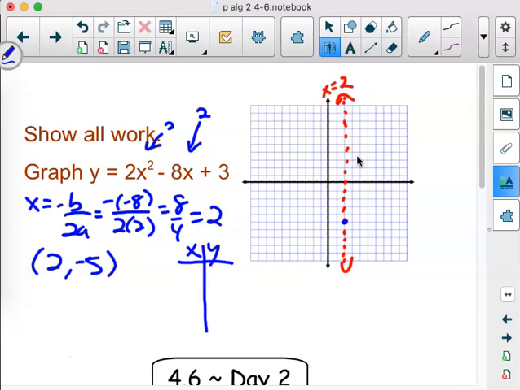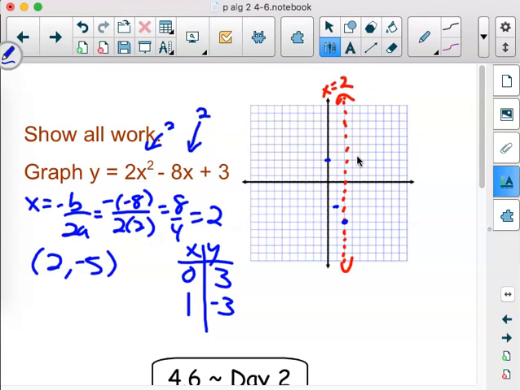So then we figured out, well, I'm going to need some more points. I've got to have some more points. That definitely is not enough. I could put in 0 and 1. Those are pretty close to my axis of symmetry, and they're really nice numbers. 0 gives 3, because c always works in standard form. You put in a 1. 1 squared is 1. 2 times 1 is 2. 2 minus 8 is negative 6. And negative 6 plus 3 is negative 3. So we have 0, 3 and 1, negative 3.